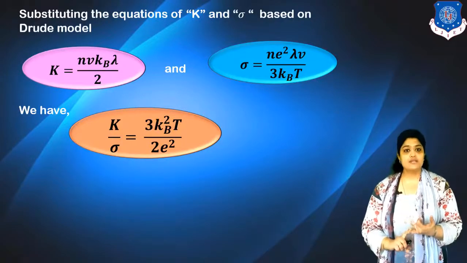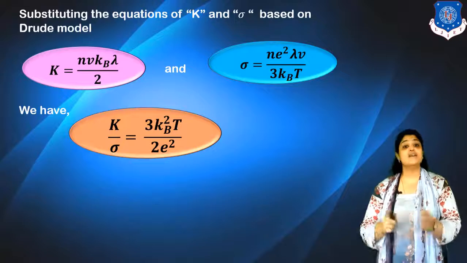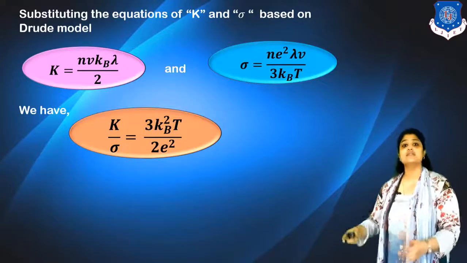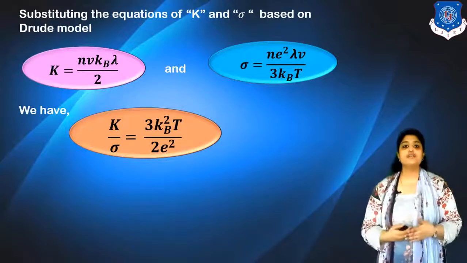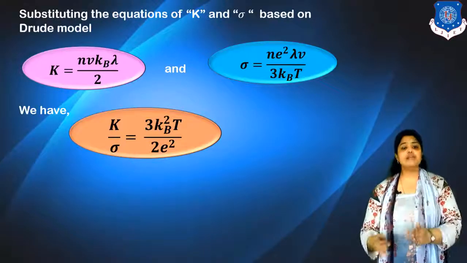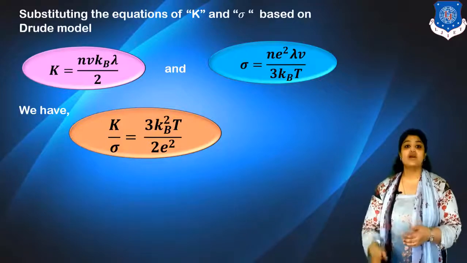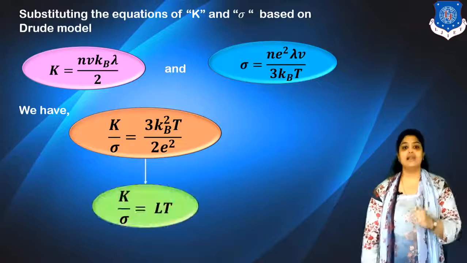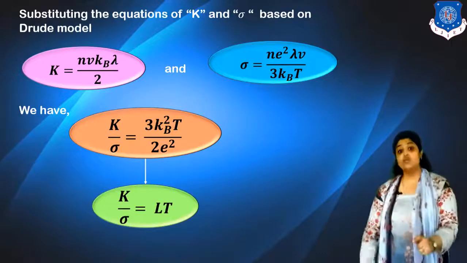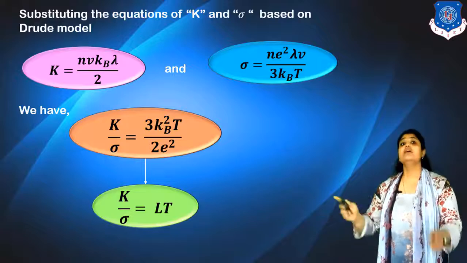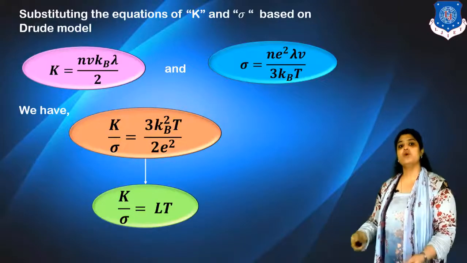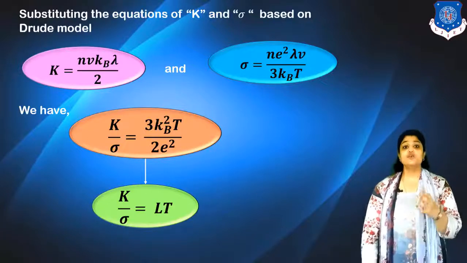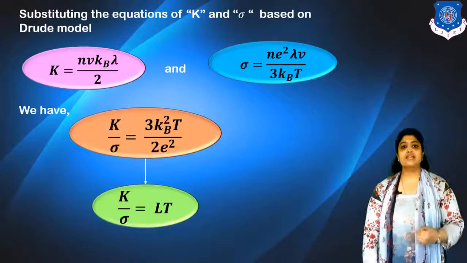3 by 2 is a constant. kB, that is the Boltzmann constant, which has a value 1.38 × 10^-23 joule per Kelvin, is a constant. And e means charge of electrons, that is 1.6 × 10^-19 coulomb, is also a constant. And this entire constant can be denoted as L, that is the Lorentz number. So this was what we derived in the Wiedemann-Franz law, and on the basis of this assumption of the Drude model only, we have the equation K by sigma is equal to LT. So with this, our third application gets completed.